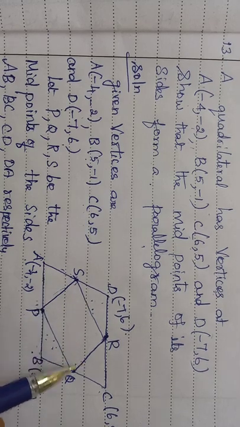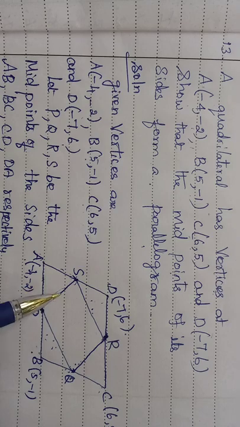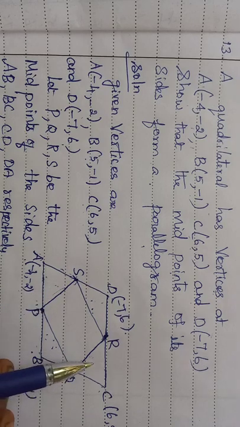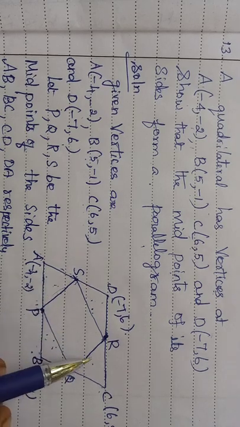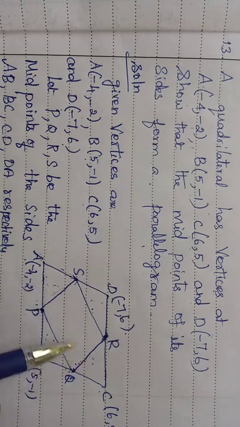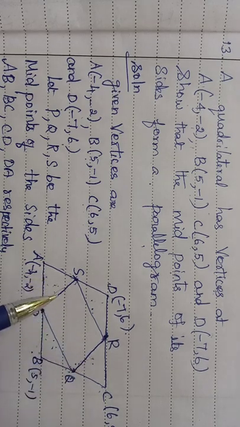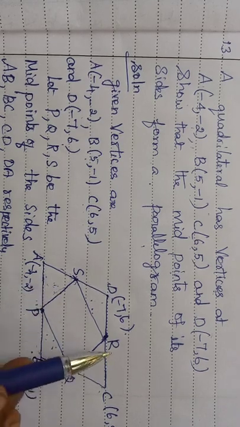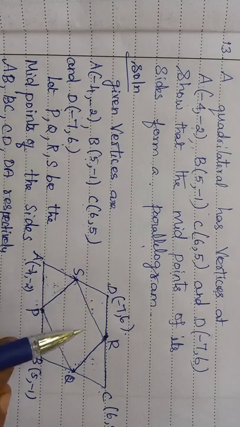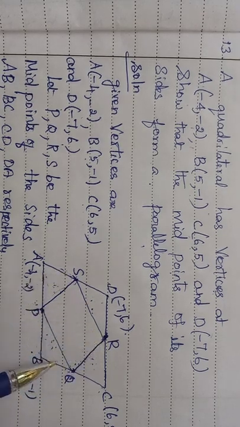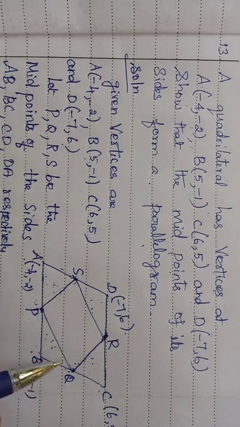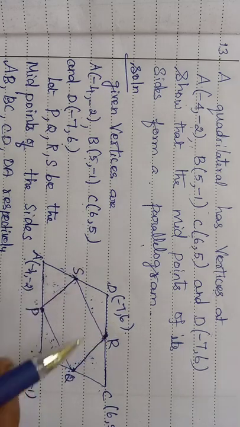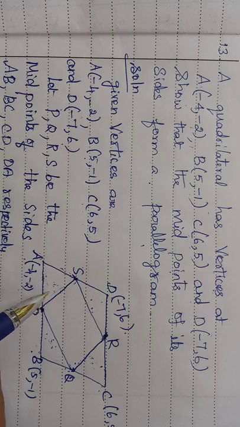Similarly, the next opposite sides are RQ and PS. One by one we have to find the slope of RQ and the slope of PS, and verify whether they are equal or not. If the slopes are equal, we can say these two opposite sides are also parallel. So if opposite sides are parallel, we can say that PQRS is a parallelogram. So we do one by one: the slope of PQ, then the slope of RS, then the slope of RQ and the slope of PS. Let's do it.